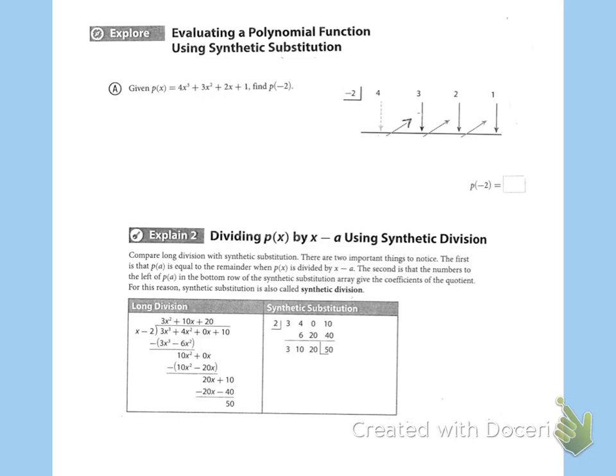So for instance, with this example A, it says given p of x is equal to 4x cubed plus 3x squared plus 2x plus 1, and they want us to find p of negative 2. Remember that p of negative 2 means that wherever I see an x, I'm going to replace the x with negative 2, and I'm going to find the value. So this is what traditional substitution would look like.